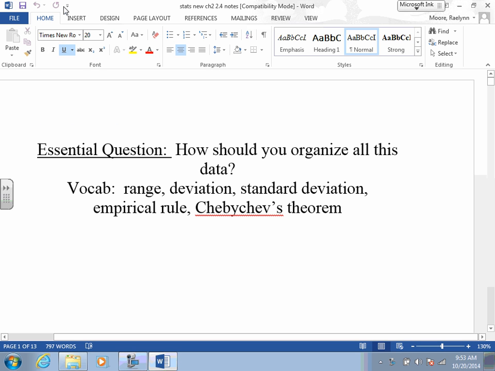So that kind of gives us an idea of how spread out your data is, the difference between the max and the min. So now we know how spread out our data is.